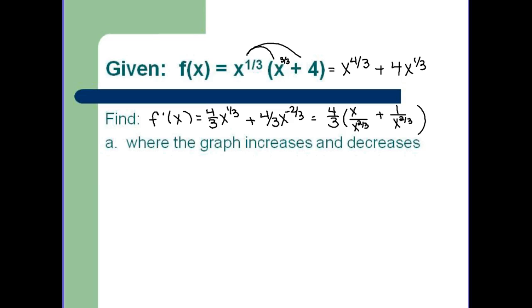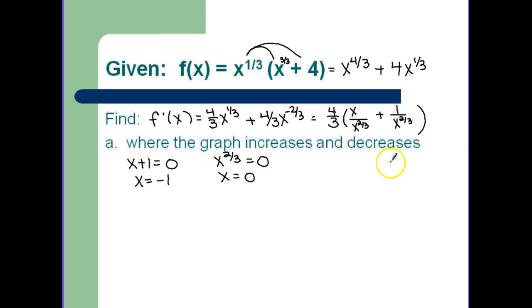So finding my critical points means I need x plus 1 to equal 0, and I need x to the 2/3 to equal 0. So I get x equals negative 1 here.